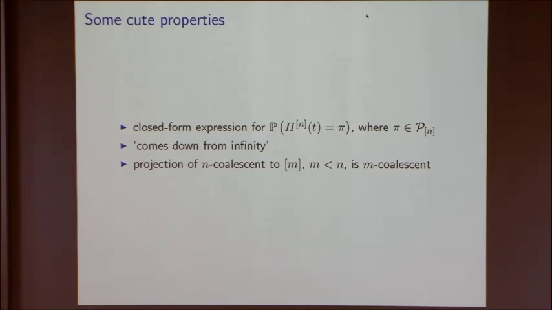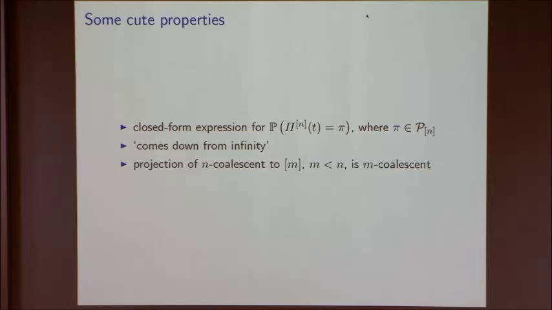So related to this concept of coming down from infinity is this interesting fact that if you project the n coalescent to a smaller set of integers, say m integers, you get an m coalescent. And this actually is very obvious when you think about it in terms of an ancestral process. If you have an ancestral process for 10 individuals and you're not interested in the 10th individual anymore, you still have an ancestral process for 9 individuals. But from the perspective of a stochastic process, what you're doing is taking something in n dimensions and projecting into a lower dimensional space, and it still preserves the same properties. And that is quite surprising.